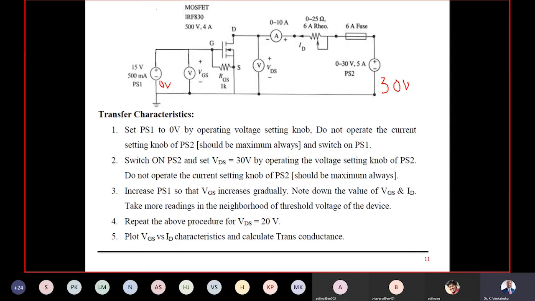The moment you set 30 volts, VGS is 0 here. The voltage across my switch is exactly 30 volts. Even this voltmeter will show 30 volts, because the switch is open.